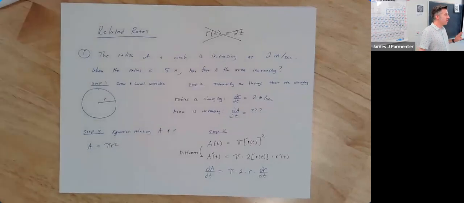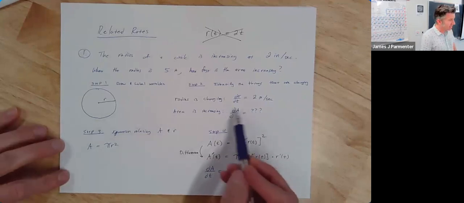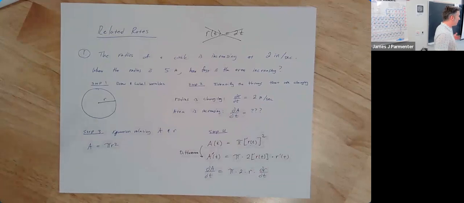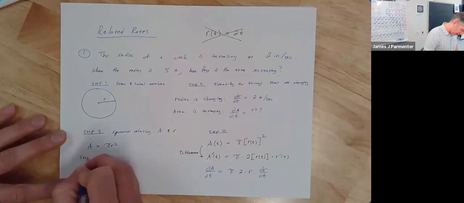After you have differentiated both sides, you typically do the last step, which is to plug in what you know and solve for what you want. So usually you should be able to plug in for everything other than dA/dt. Sometimes you have to do a little extra work to find something that's missing, but you should always in some way, shape, or form be able to plug in for all of the unknowns except for the one that you're trying to find. So here, step 5, plug in.